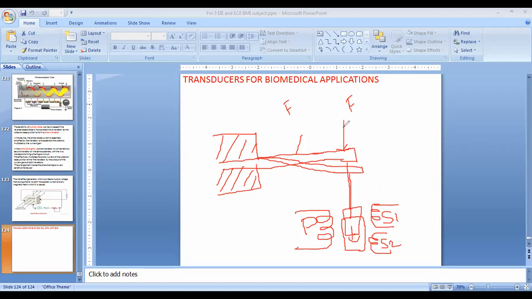Like this, we can measure the displacement. We are converting from one form to another form, that is, mechanical form. Both are mechanical form. Force is the mechanical form, and corresponding displacement is also mechanical form. We are not directly measuring the force. We are converting it into displacement. After that, the displacement will again be converted into electrical signals.